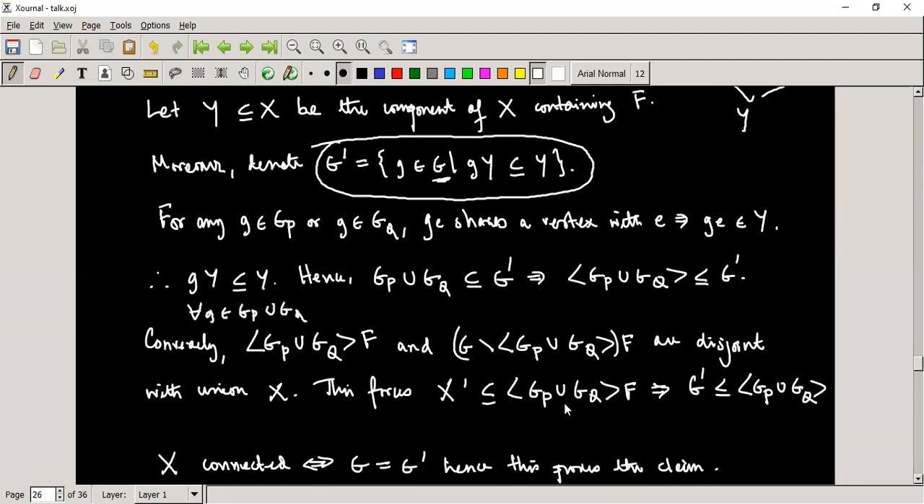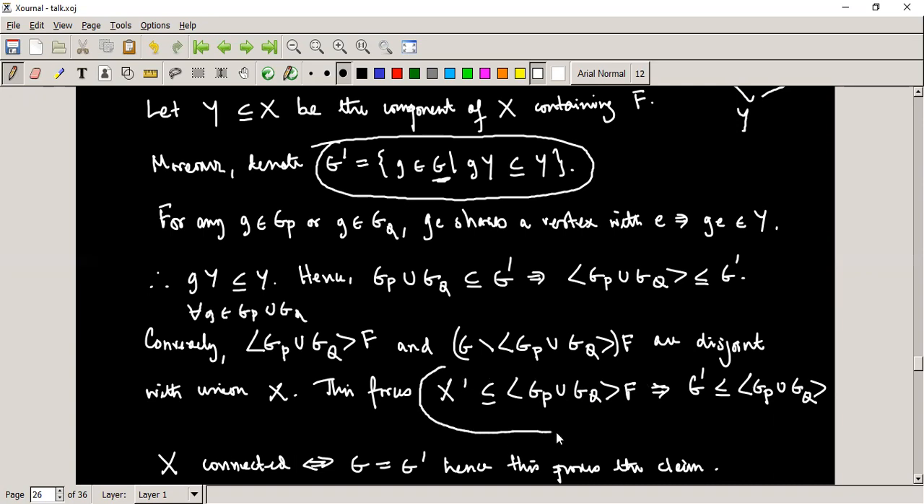Conversely, I'll prove that G prime is equal to this group, right? So G prime is also contained here. So conversely, just note that if you look at G_P union G_Q, the subgroup generated by them, and look at the translates of the fundamental edge F under that subgroup, and then look at all the elements in the complement and the translates of F under these elements, these are disjoint, right? These cannot be the same. They cannot intersect.